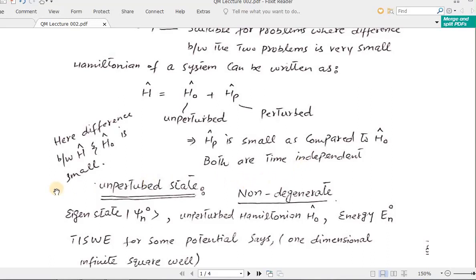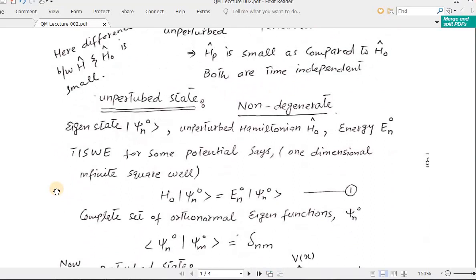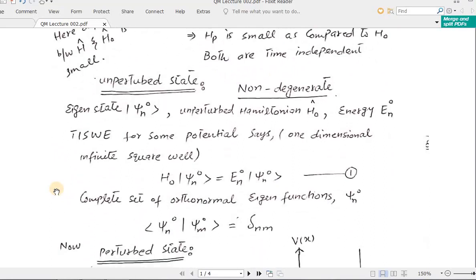Let us start from the unperturbed state. As I have earlier mentioned, in this lecture we deal with the non-degenerate perturbation theory. So, the unperturbed state of a system is represented by psi n naught, the unperturbed Hamiltonian is represented by H naught, and the energy by E n naught. The time-independent Schrödinger wave equation for some potential, say a one-dimensional infinite square well, can be written as H naught psi n naught is equal to E n naught psi n naught.